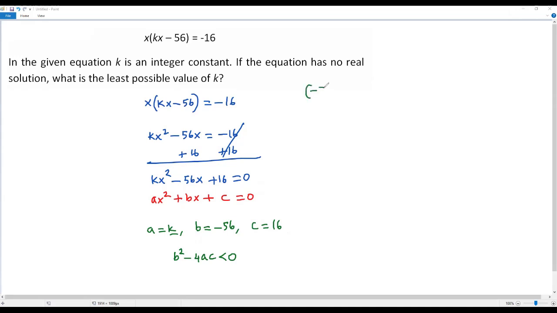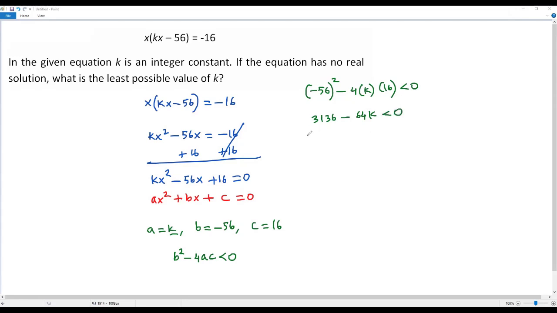So that is (-56)², then -4 times the value of a, which is k, and the value of c, which is 16, less than 0. Now let me get the value of (-56)². When we square a negative value, it will be positive. 56² is 3136. Then 4 times 16 is 64, so 4 times k times 16 is 64k. So 3136 - 64k < 0.